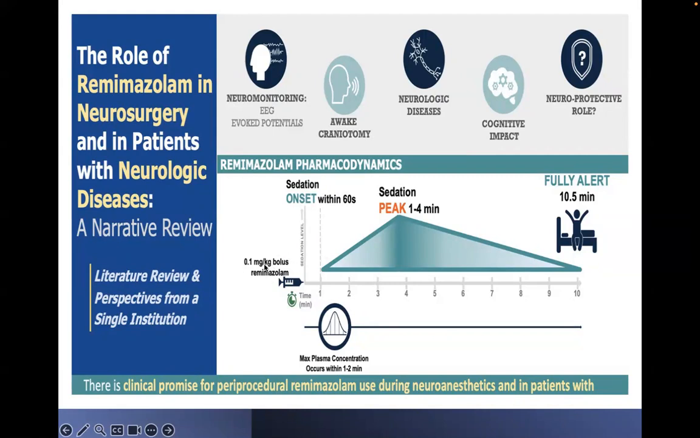With a bolus dose of 0.1 mg per kg, the onset of action is within 30 seconds, and one can achieve peak plasma concentration within 1 to 2 minutes. Similarly, the peak effect of sedation is in 1 to 4 minutes, and after stopping it, the patient is fully recovered within 10.5 minutes. These are huge advantages if we are talking about patients having awake craniotomy or any sort of neurosurgical procedure where we proceed with the intermittent sedative technique. So this is very important for all of us, to get an understanding about remimazolam.